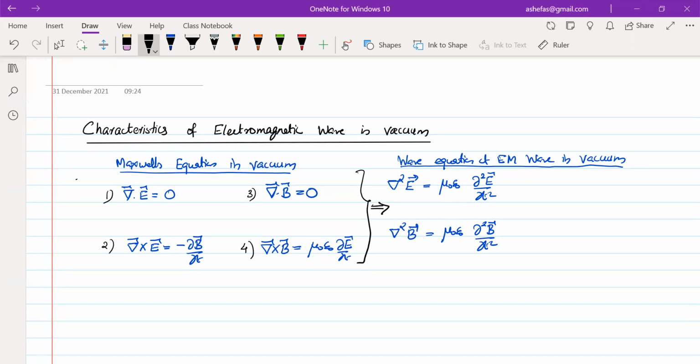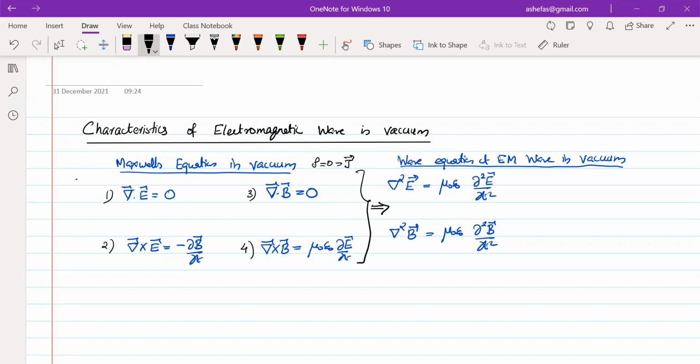So these four equations constitute Maxwell's equations in vacuum, because in vacuum the charge density is 0 as well as the current density is also 0. That is why del dot E is 0 and there is no current component in del cross B. Now from this we have already derived the wave equation.